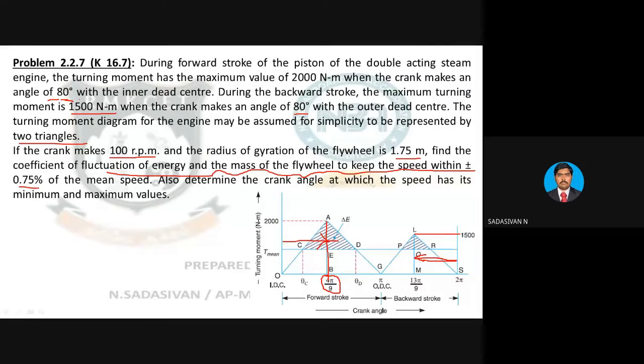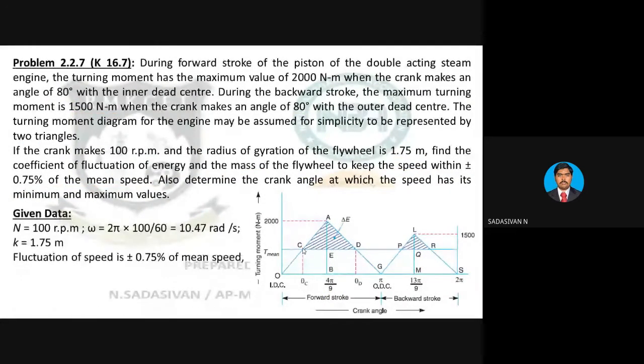Okay, find the mass of the flywheel to keep the speed within plus or minus 0.75 percentage of the mean speed. Also determine the crank angle at which the speed has its maximum and minimum values. This question we will take care of later, which is the crank question where you have maximum and minimum speed of the flywheel. That we will look into separately. I will come back to the question and explain what that is.